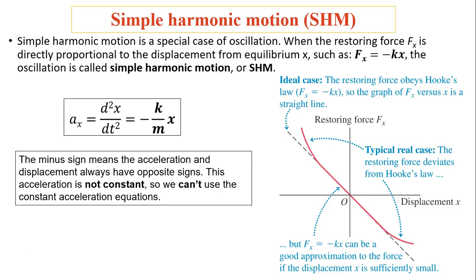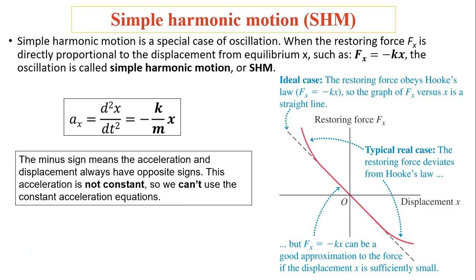Simple harmonic motion is a special case of oscillation when the restoring force Fx is directly proportional to the displacement from equilibrium x, such as Fx equals negative kx. The oscillation is called a simple harmonic motion, or SHM. When that happens, ax equals negative k over m x. So whenever either case occurs, you should know the motion is simple harmonic motion.